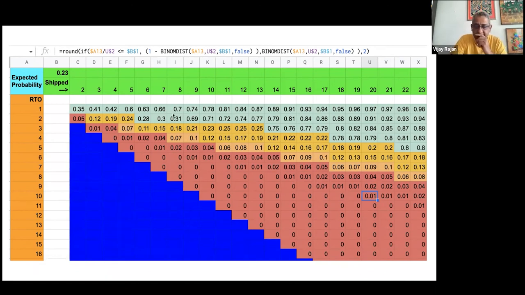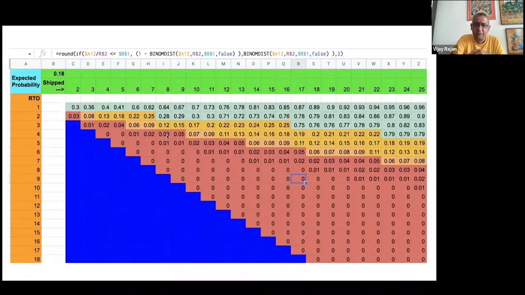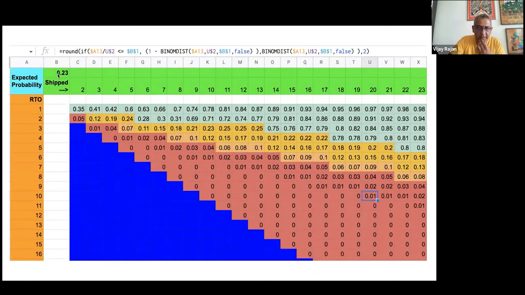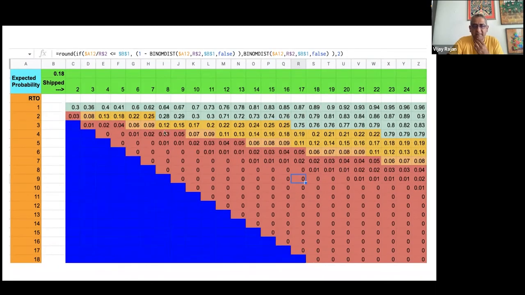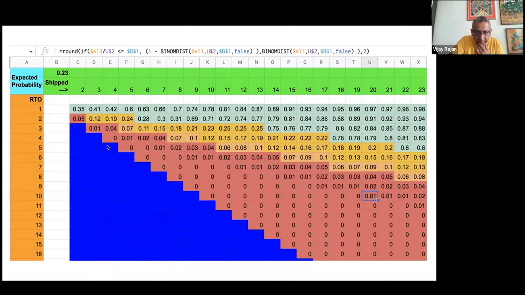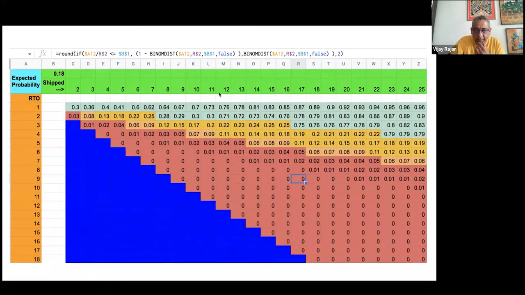Now, there may be days, on sale days, where you may accept higher RTO percentages, but on non-sale days you may want to change that 0.23, which is here, to 0.18 over here. The second, just below B, here is 0.23. And if you notice, the policy changes. So let's take an example: 10 and 4 is 0, 10 and 5 is 0.04, and 10 and 5 is 0.02. So the numbers change, and the red zone changes if you change the expected probability. So this could be used for policy setting.